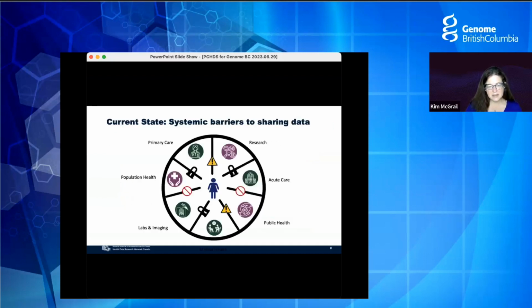Again, this is probably not news to anybody on this call, but I think just so we all have a common view of things, this idea of the current state where there's systemic barriers to sharing data. So we collect data, and this figure focuses on the healthcare system context, and we were talking about health data a little bit more broadly than that. But the idea that we collect data in the research context, in primary care, in lab and imaging, and all of these other places, and those are often in and of themselves relatively well-developed health data systems, although many of them also still have some holes and issues.